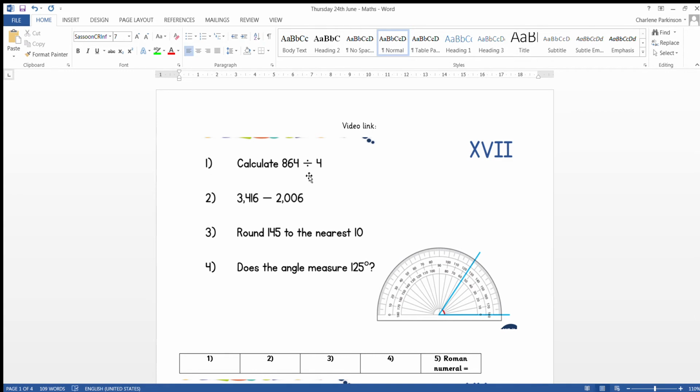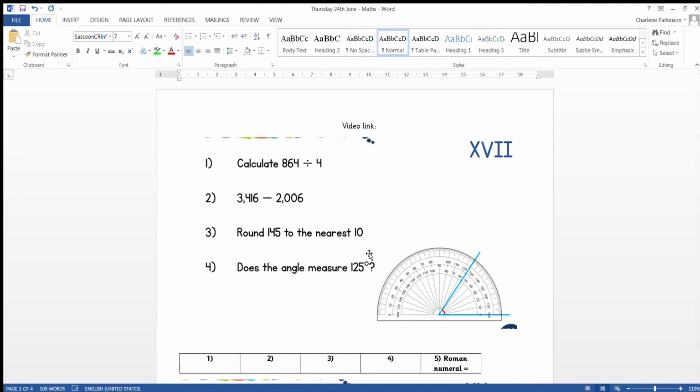Number 2 is a written subtraction. Again, most of you will probably be able to do that in your head. And number 3 is rounding to the nearest 10. So you round to the nearest 10, so you look next door at the 5. 5 or more raises the score, so think about what you're going to do to that 10 digit.